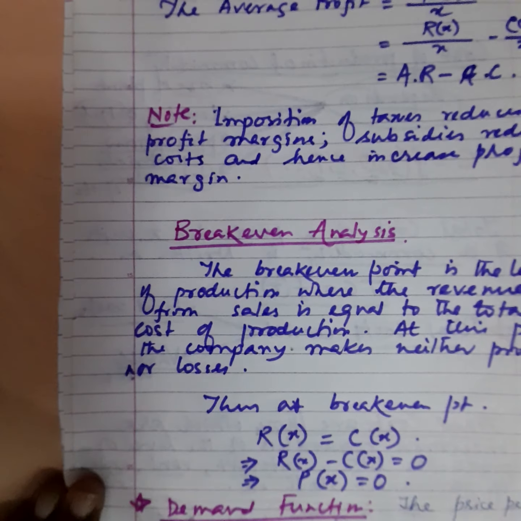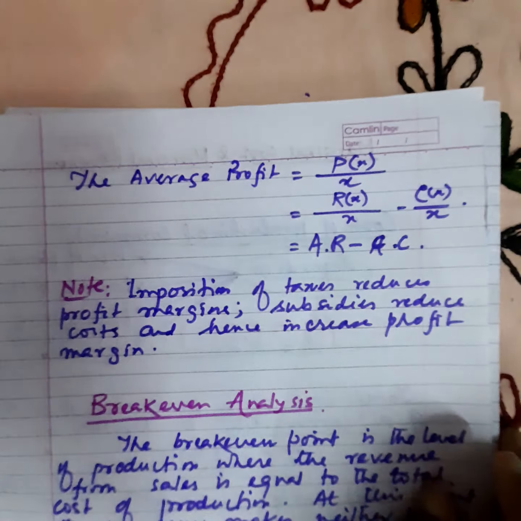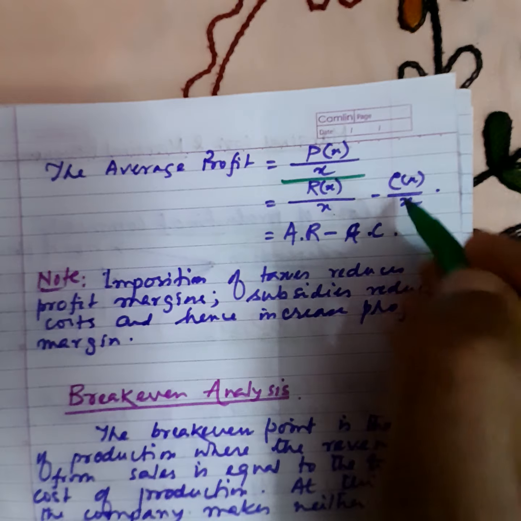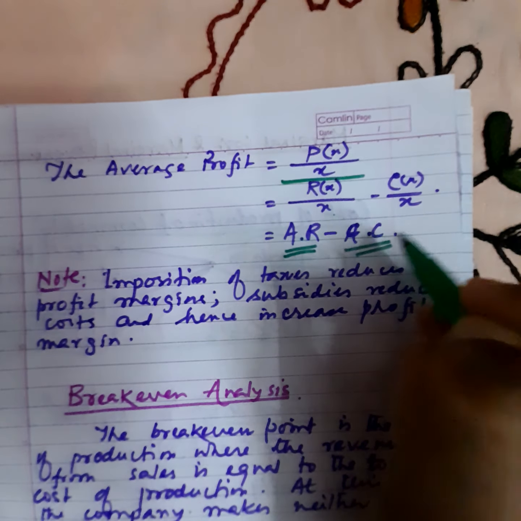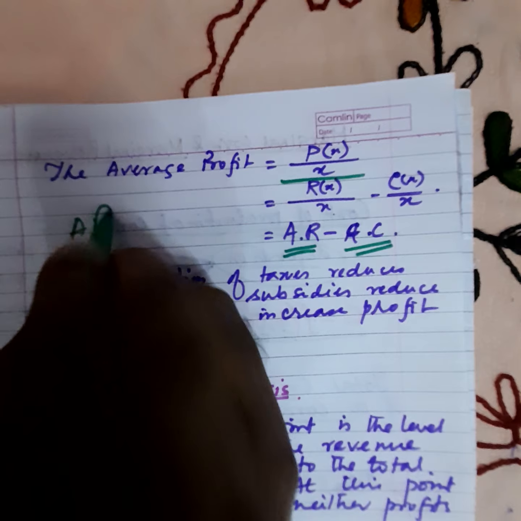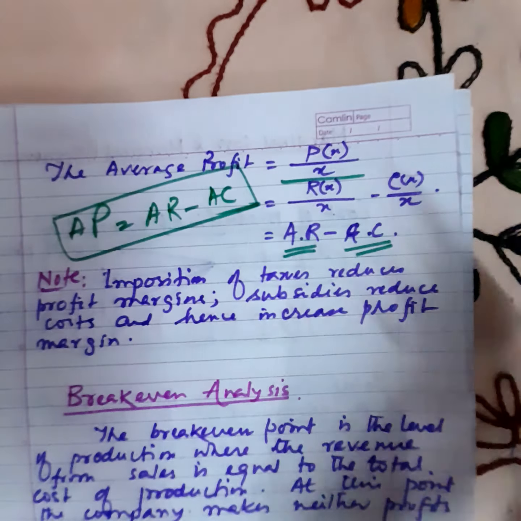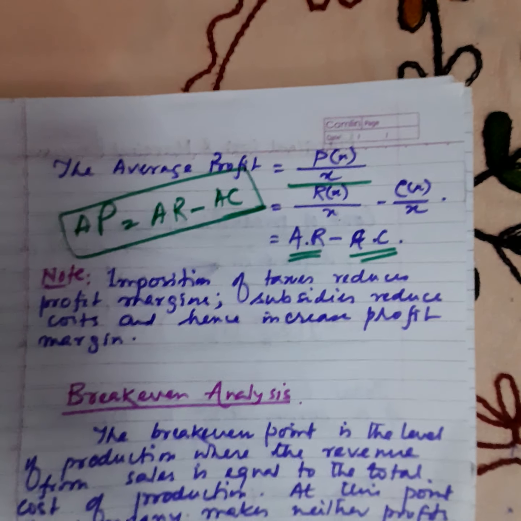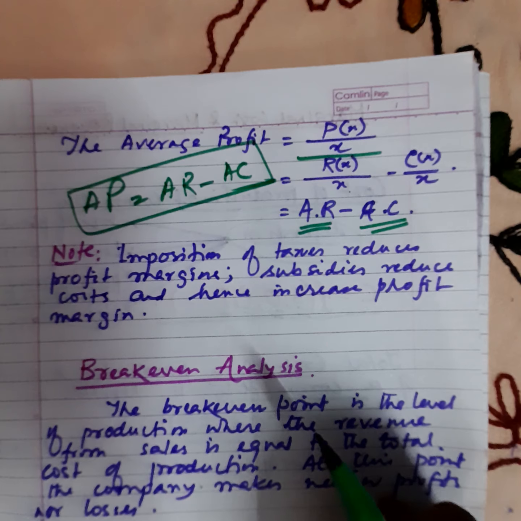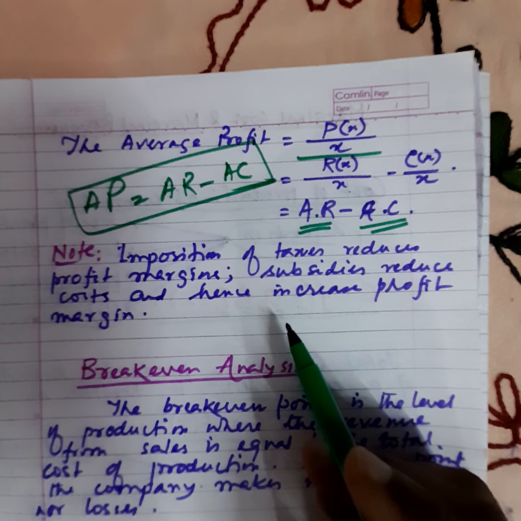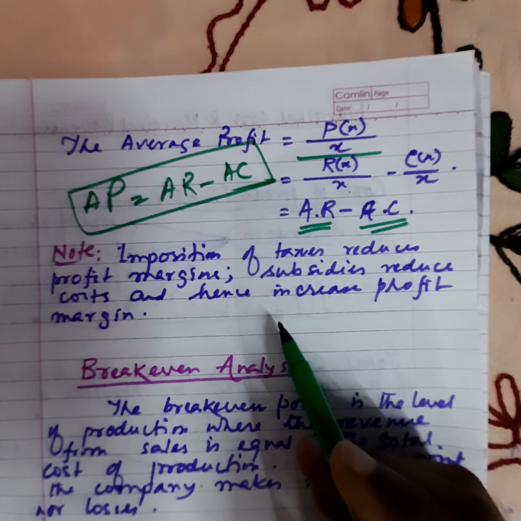The average profit. What is average profit? Px by x. Then we can write Rx by x minus Cx by x. That is average revenue minus average cost. So average profit AP is equal to AR minus AC. This relation you have to keep in your mind. Sometimes an MCQ may be asked on the relations also. Out of the following, which is the correct option? AP is equal to AR minus AC, or it may be AC is equal to AP minus AR. Some relations may be given, and we have to find out the correct relation.